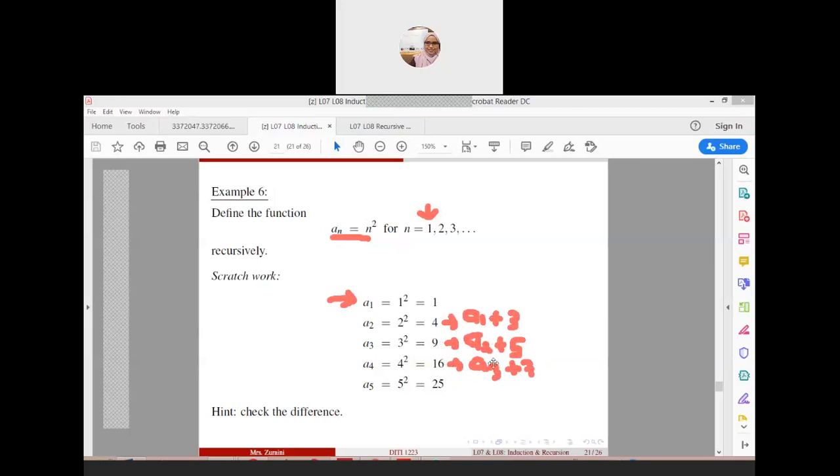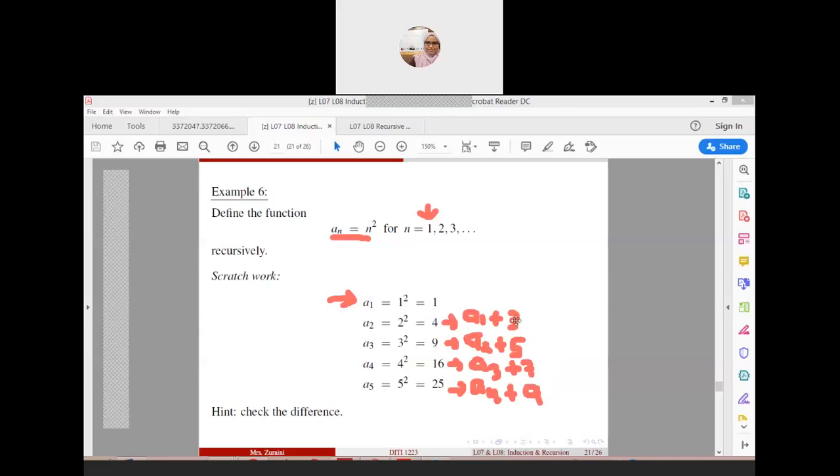So our idea here is correct. Okay, so for A5, we use the previous value, which is A4 plus 25 minus 16, 9. Okay, how can we create the formula? So we get the idea here is 3, 5, 7, 9.